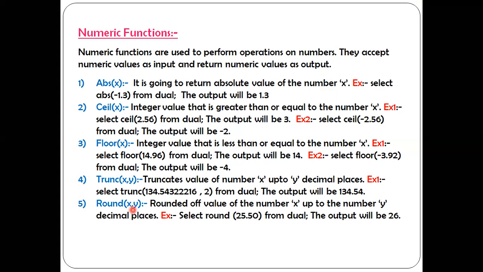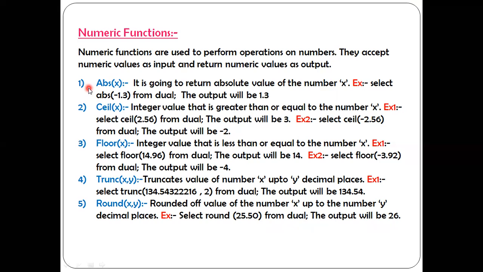How many parameters are there? Again, 2 parameters, x and y. It gives the rounded off value of the number x up to y decimal places. Have a look at the example. Select round, round is the name of the SQL function, which is a numeric function, 25.50 from dual. The output will be the next higher number, 26, rounded off. Okay, nearer to the next higher number. These are all the numeric functions.